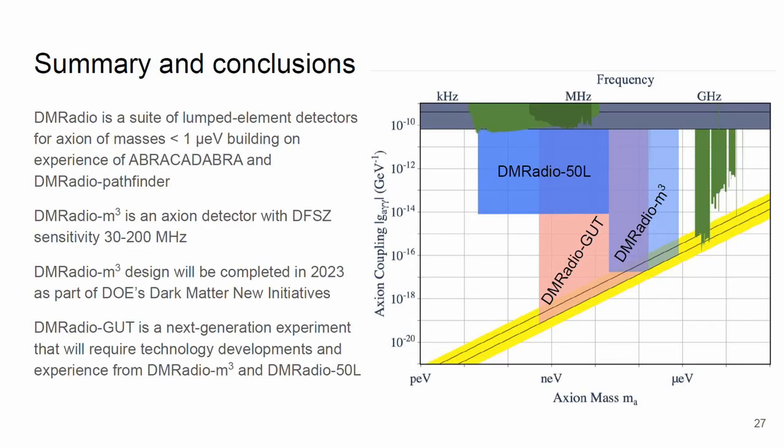So finally, a review of what our plan looks like. DM Radio is a suite of lumped element detectors for axion masses below 1 micro eV, composed of Abracadabra and DM Radio Pathfinder teams. Then meter cubed specifically is an axion detector with DFSZ sensitivity from 30 to 200 megahertz. The design will be completed in 2023. And DM Radio GUT is the next generation experiment that will require new technologies.